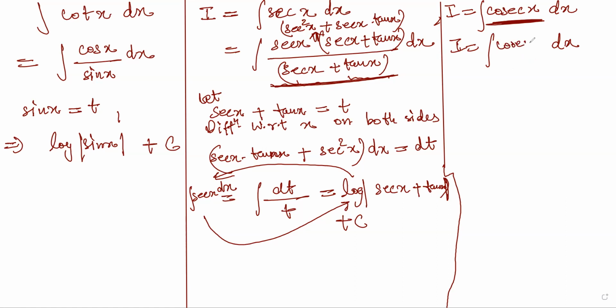Okay, try to solve this. What is the differentiation of cosec x? Minus cosec x cot x. And what is the differentiation of cot x? Minus cosec square x. So, it's okay, try to solve.